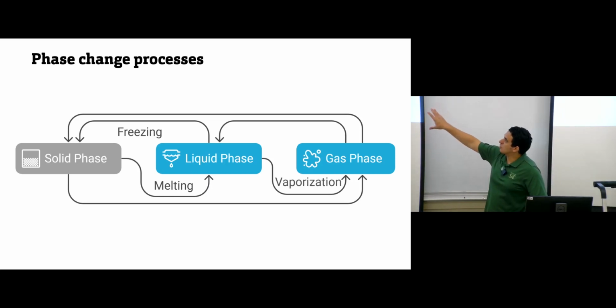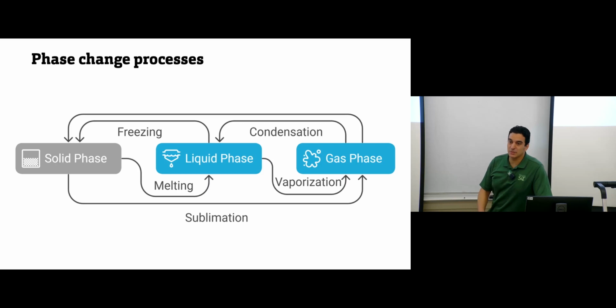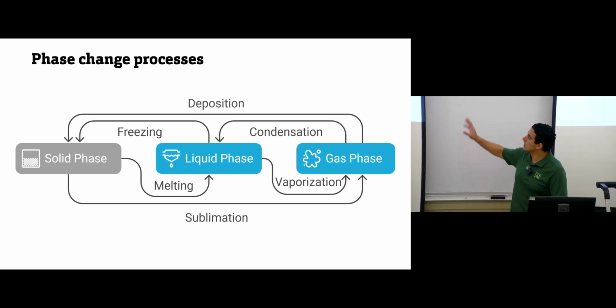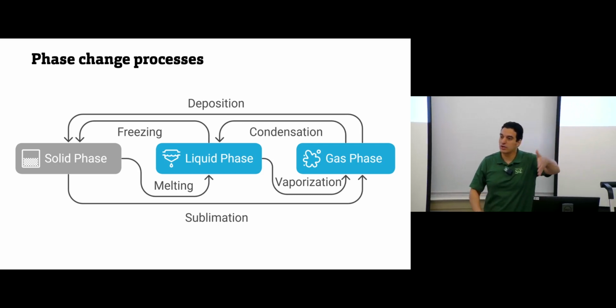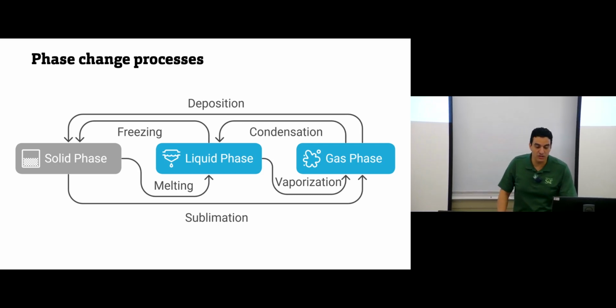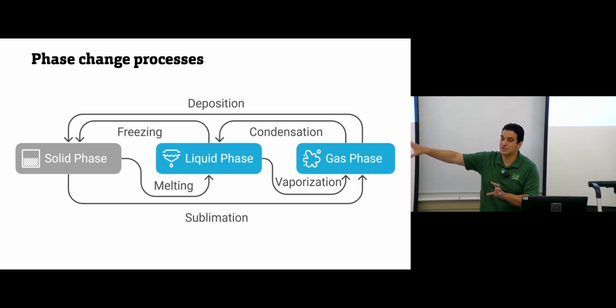Liquid is changed to gas through the vaporization process, and gas through condensation can become liquid. And solid can directly become gas through a sublimation process, while gas can directly become solid through the deposition process. Deposition means gas directly changes to solid with no liquid intermediate step. Just gas to solid directly, and sublimation is solid to gas directly.